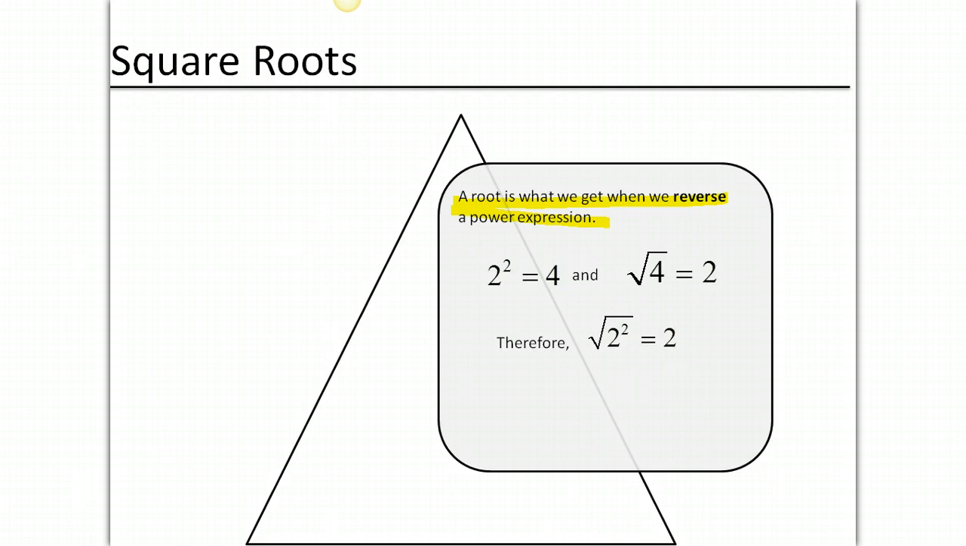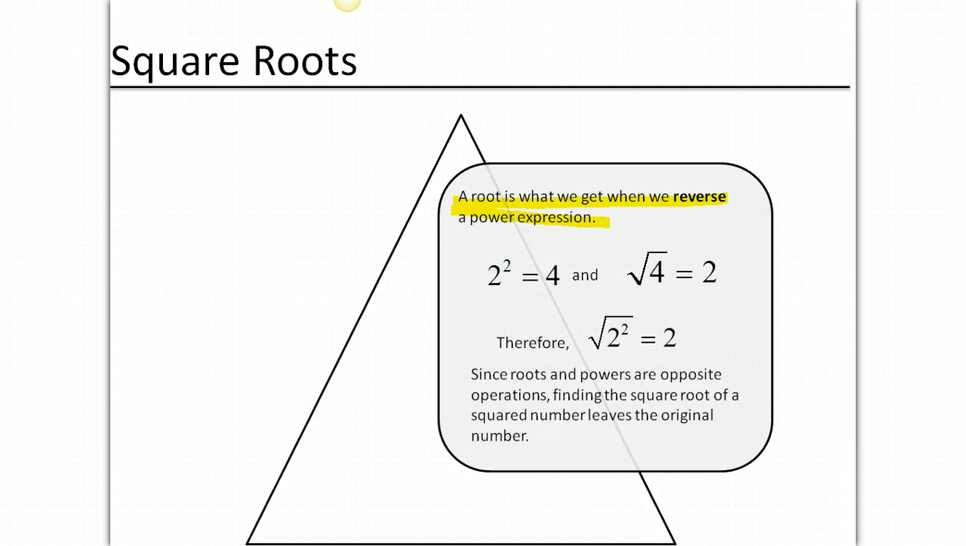Therefore, the square root of 2 squared is 2. So it's like the 2, the square, and the root cancel each other out, in a sense. Because roots and powers are opposite operations. So finding the square root of a squared number leaves the original number.